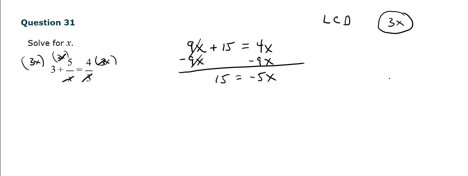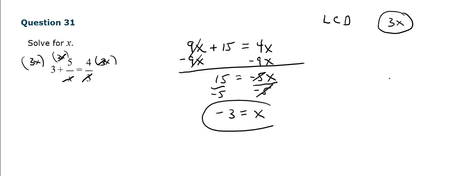And remember, we divide by the coefficient, which is -5. So 15 divided by -5 is -3. So x would equal -3.